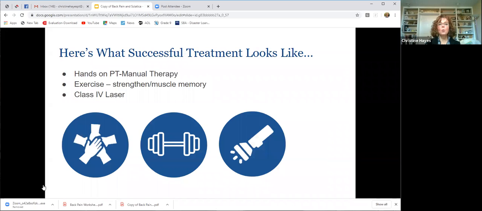So let's talk about, what does successful treatment at Hayes Physical Therapy look like? Number one, we do a lot of manual therapy, hands-on physical therapy, hands on the body, right? And what does that mean? There are several different manual therapy techniques that we're skilled for. We might be doing a soft tissue piece to clear some of the muscles so you're able to move a little bit easier. We might be doing a joint mobilization to mobilize the joint, and we're also trained in doing more manipulative work, which is really, really specific.